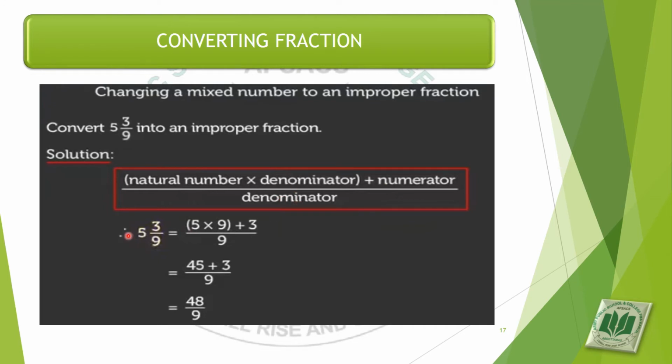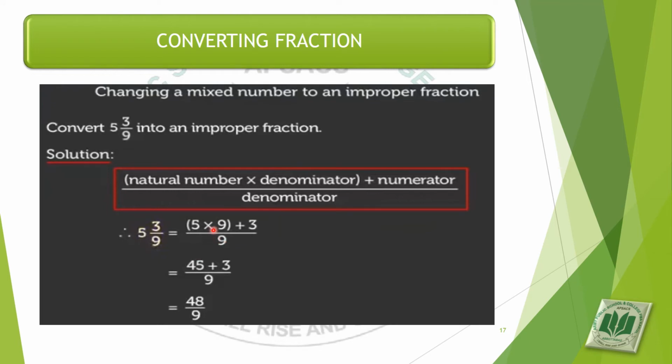For example, the number is 5 whole 3 by 9. According to the formula, we will multiply 5 with 9. This 9 is the denominator. Plus, what is the numerator here? The numerator is 3. So, we put it here. And the denominator remains the same. There is no change in the denominator.